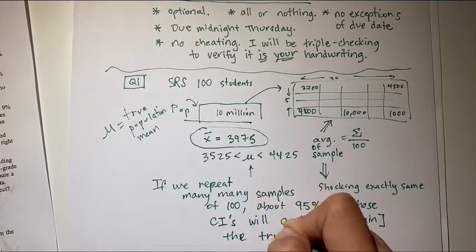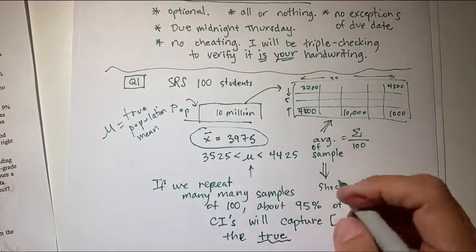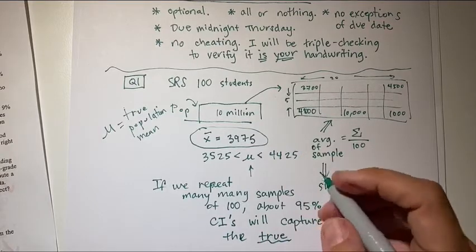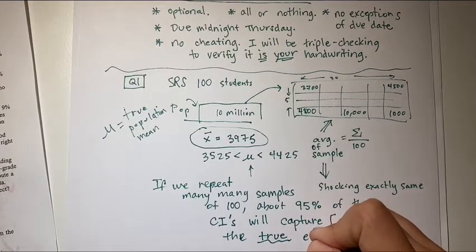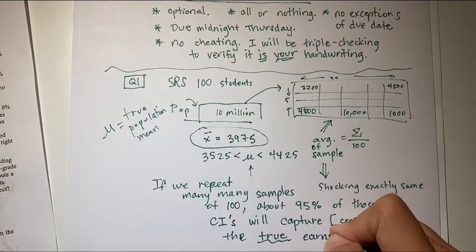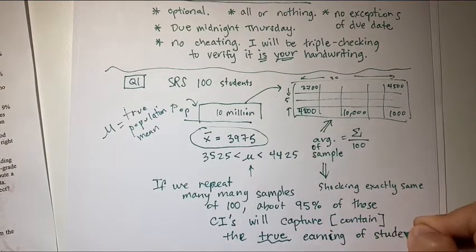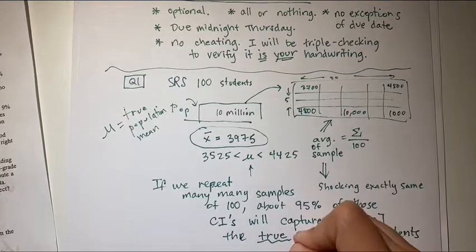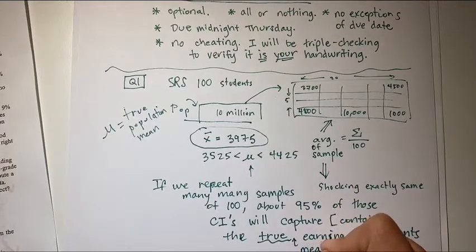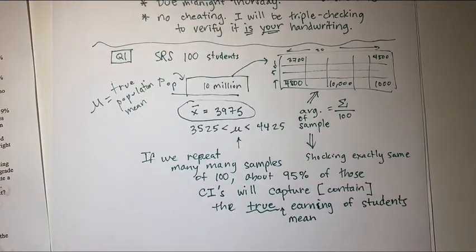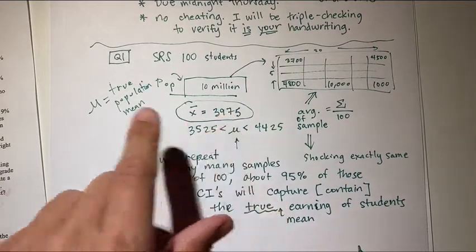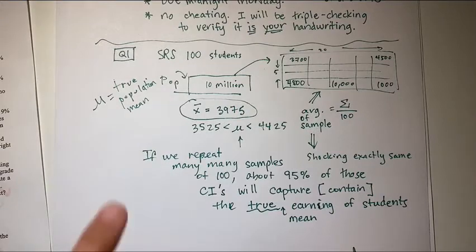Will contain the true earnings of students. And you're thinking, well, the true what? The true mean or the true average, right? But not the sample average. I mean the population average. And that's really what I want to know.